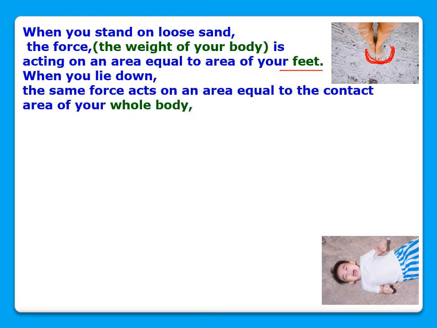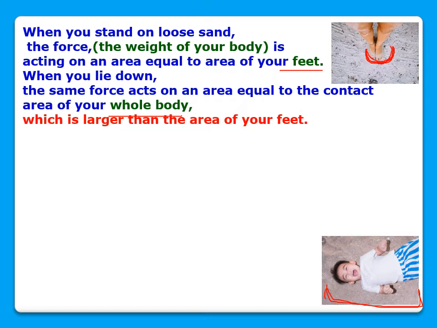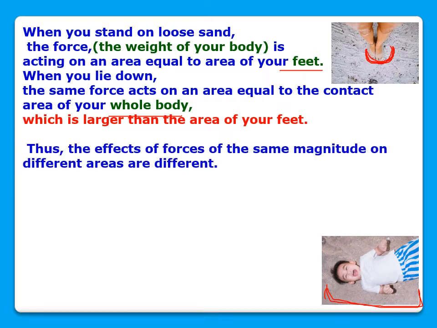But on the other hand, when you lie down, the same force of your body will act upon a bigger area. At this time, when you are lying down, the area has become more. The force is same, but the area is increased. So the area of your body when you are lying down on the sand is larger than the area of your feet. Thus, the effects of the force of same magnitude on the different areas are different.